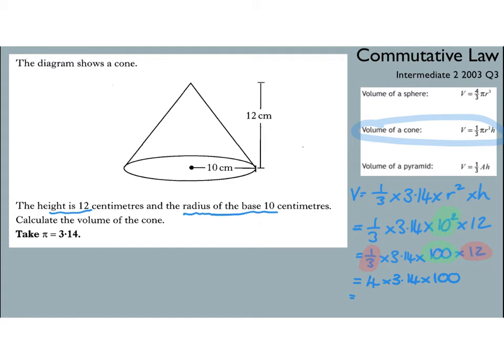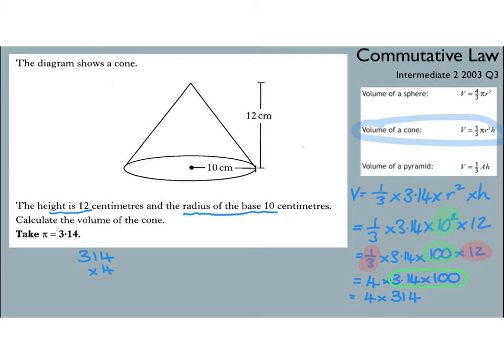Okay, so we just got multiplies, remember? So it doesn't matter what order you do it in. The bit that I can see there that I would like to do next is this bit. Because I know that if I do 3.14 times 100, it will give me a whole number. 4 times 314. Again, it doesn't matter what order you do it in.